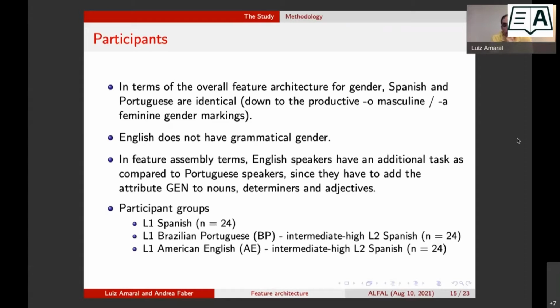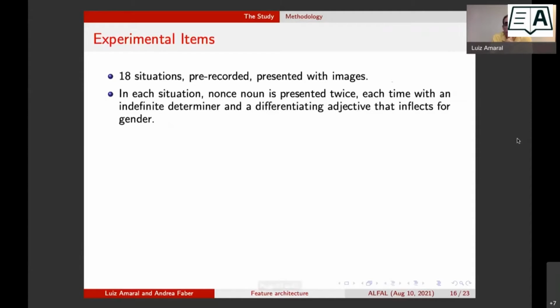So we had 24 participants in each group: L1 Spanish speakers, L1 Brazilian Portuguese speakers, intermediate high students of L2 Spanish, and L1 American English speakers, intermediate high L2 speakers of Spanish. We had 18 situations pre-recorded and presented with images, and I'm going to explain how they work. So in each situation, a nonce word is presented twice, so they hear the input twice, which we'll see in some cases is not enough, but that's okay. That's how we wanted it.